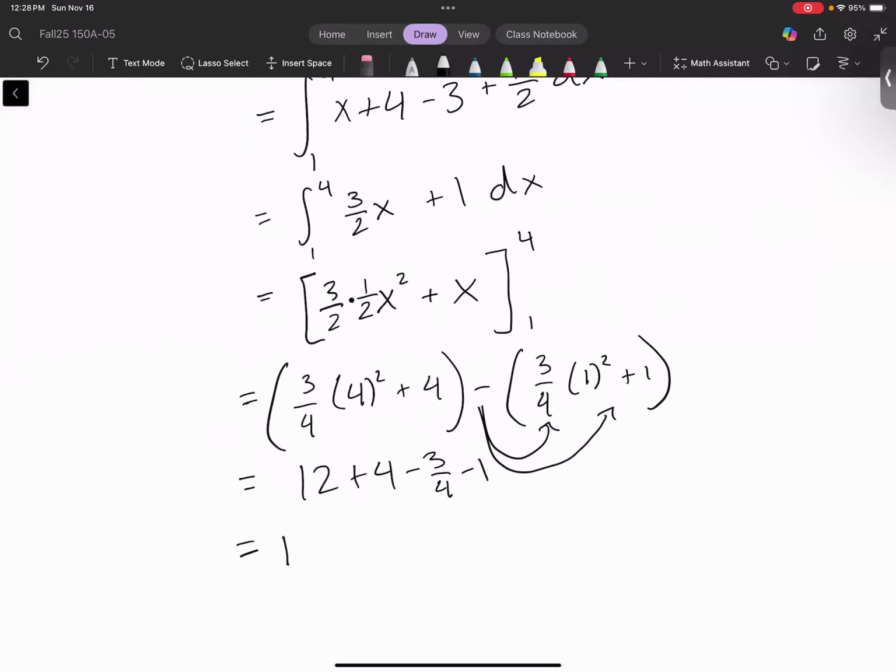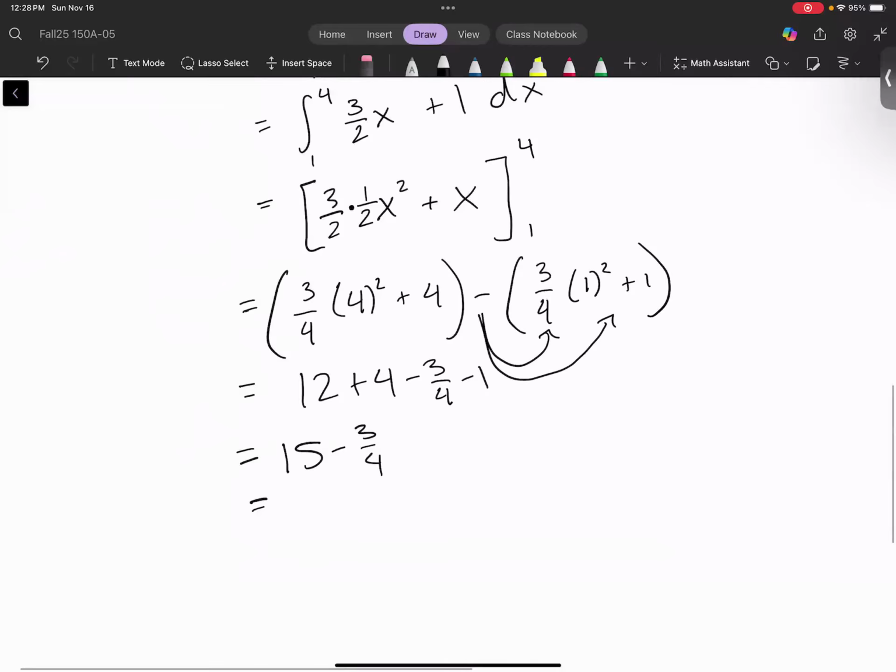Okay. So this is 15 minus 3 quarters. I just combined all the whole numbers there. So this is 14 and a quarter, which is 43 over 4. And that's the area between the two functions. Okay. So the setup takes a little bit longer. Oh, excuse me. Looks like I made a mistake. Yeah, sorry. Miscalculation. 57. Okay.